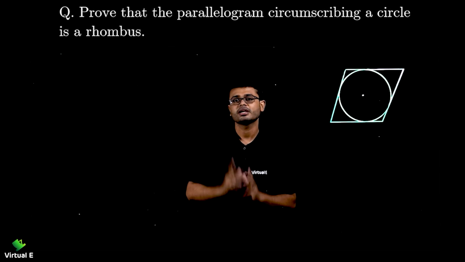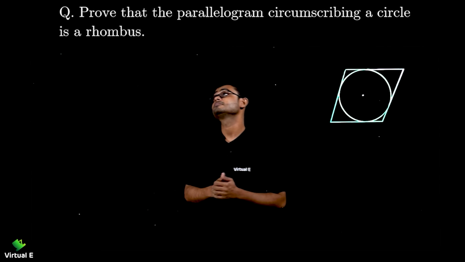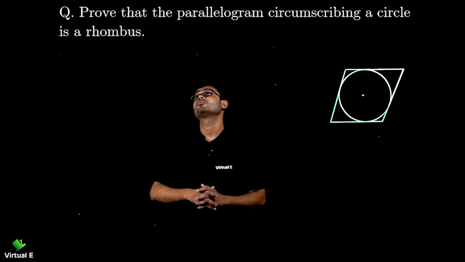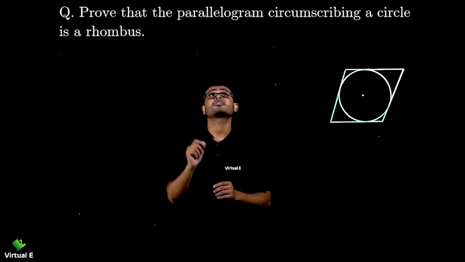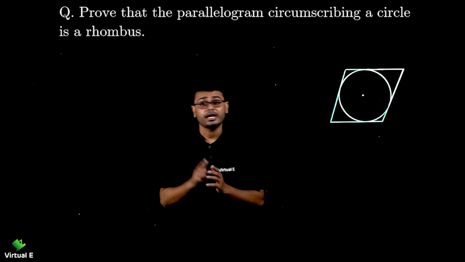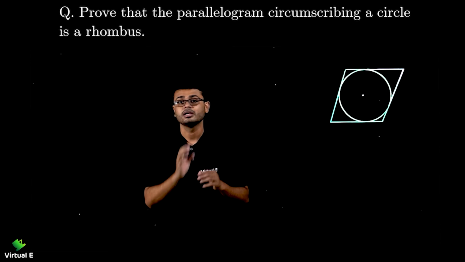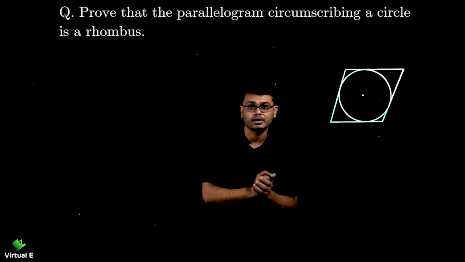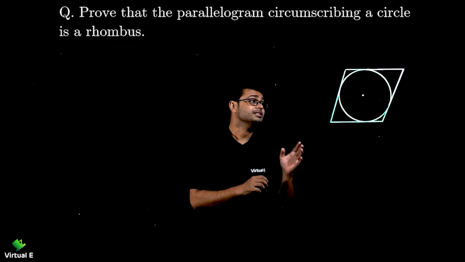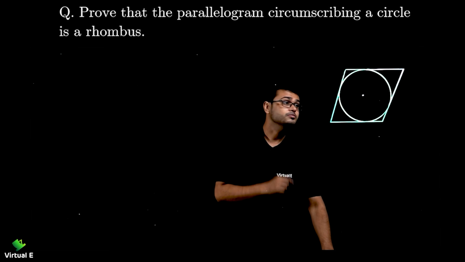Let's do one more question related to circles and quadrilateral. So this is the theorem, or you can also take it as a statement, not exactly the theorem. Prove that a parallelogram circumscribing a circle is a rhombus. Okay, so we have a parallelogram, and there is a circle circumscribing, means it is touching each side of the parallelogram, right? We need to prove that it is a rhombus. This parallelogram is a rhombus if it is circumscribing.